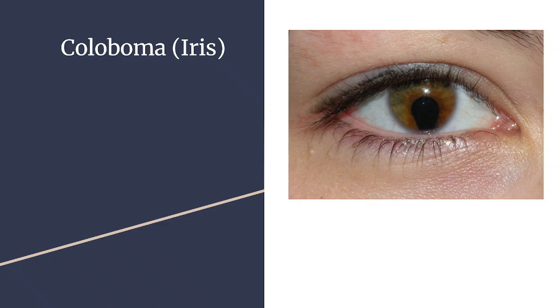A coloboma forms while the baby grows in the womb, while the eyes are gradually developing during pregnancy. Okay, so this is what coloboma is.